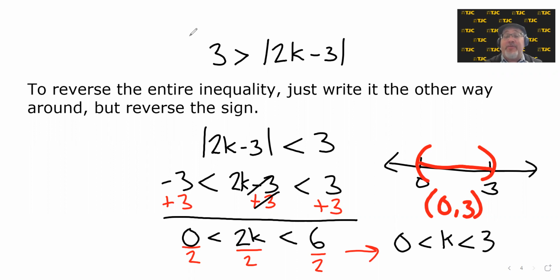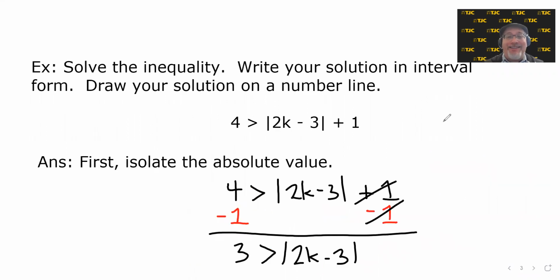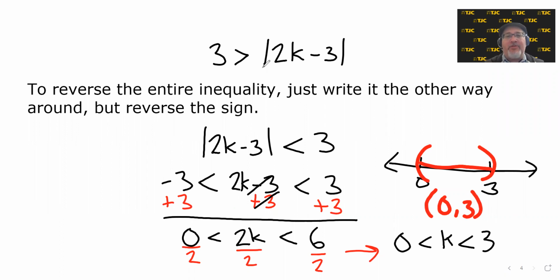So two things to take from this example. Number 1, if the absolute value is not isolated, isolate it first. And number 2, if the absolute value is on the right side, you can reverse the entire inequality by switching the left and the right side and turning the sign in the middle around. And then proceed.